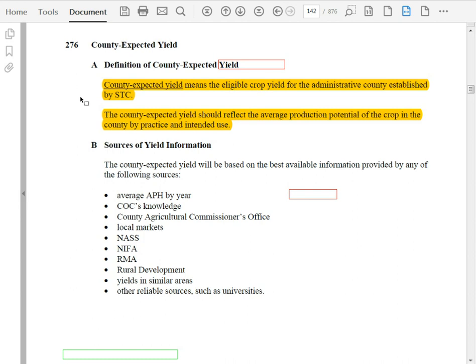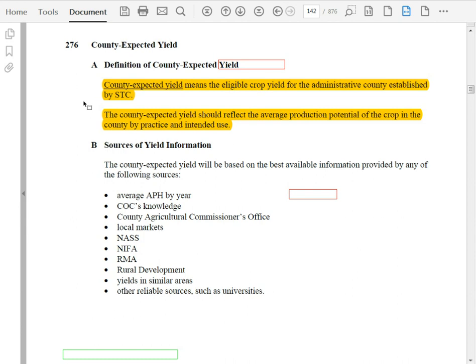Obviously, you're going to have some growers that are doing a better job than others. You're also going to have certain practices that might lend themselves to having higher yields. Growing the crop in high tunnel, for instance, or using drip irrigation or a specific type of seed. Those can all have pretty dramatic impacts on crop yield. The objective of the county expected yield is to come up with an average yield for routine or common farming operations.